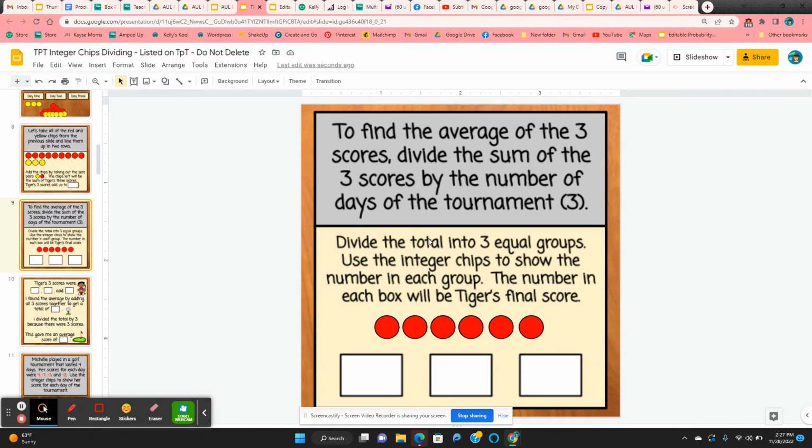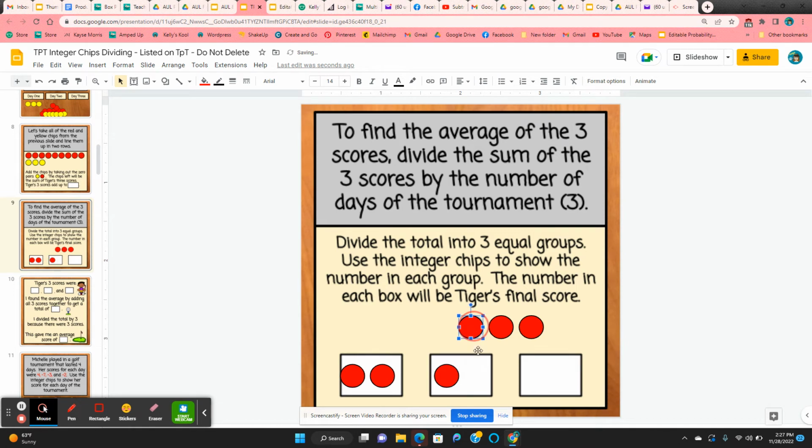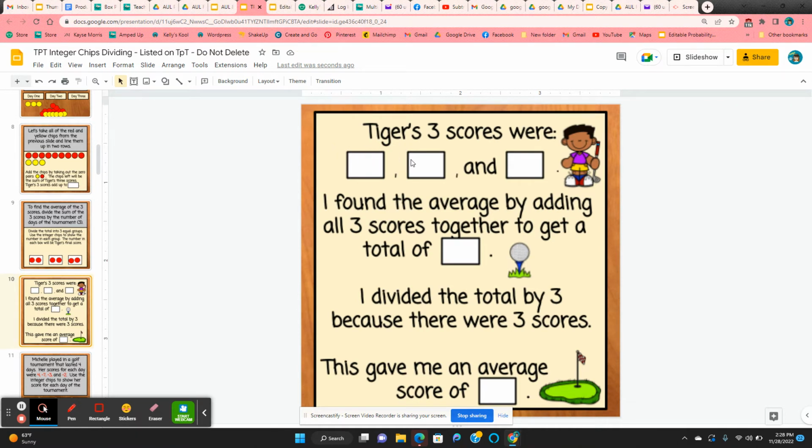Now they have their negative 6, and they're going to divide by 3 because there were 3 days in the tournament. So they have to divide these evenly. If they divide their negative 6 evenly, they'll have negative 2 in each box. So his average score would be negative 2. Then just to recap, Tiger's 3 scores, they may have to go back and look again. What were the 3 scores? They found the average by adding all the scores together. What was the total? And then if they divide by 3, he got an average score of negative 2.